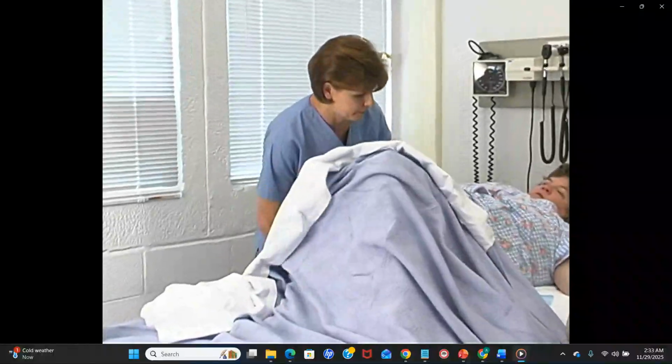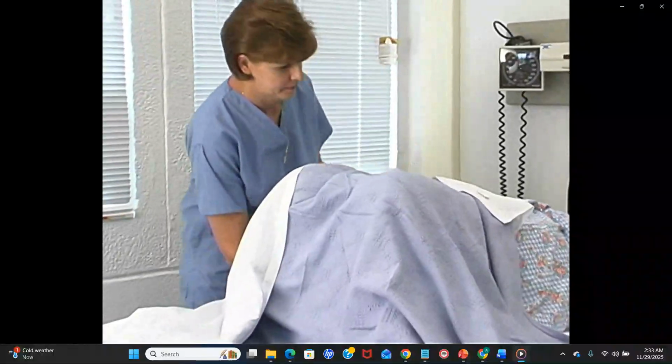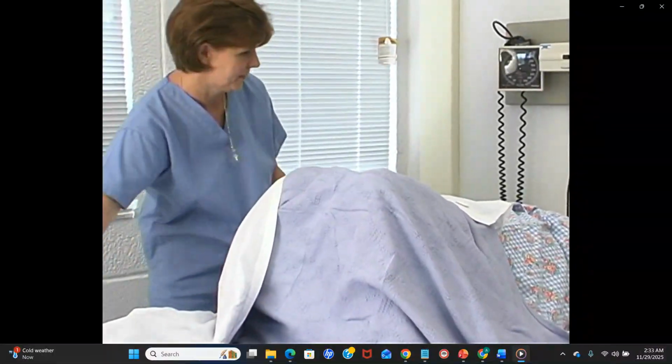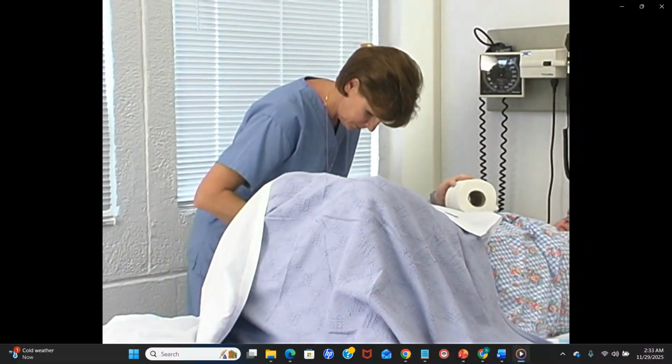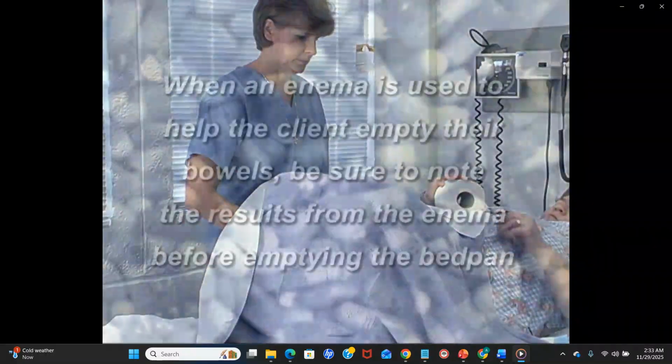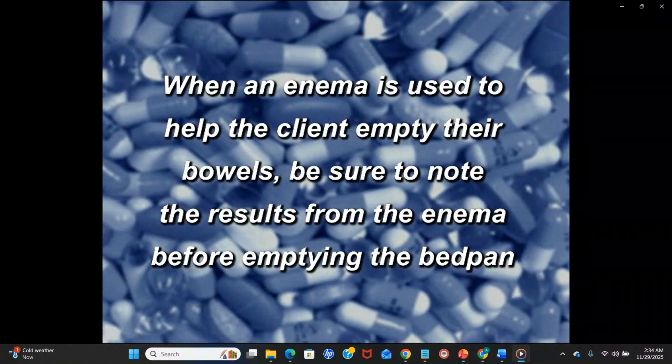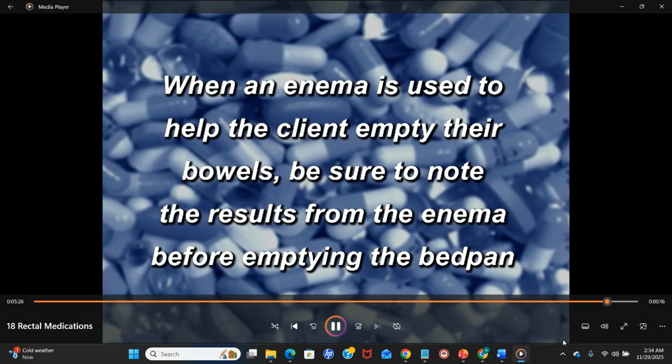Give them toilet tissue and leave the call button within their reach. Ask them to retain the enema as long as they can and to call for you when they are finished. When an enema is used to help the client empty their bowels, be sure to note the results from the enema before emptying the bedpan. When you are finished, remove your gloves and wash your hands.